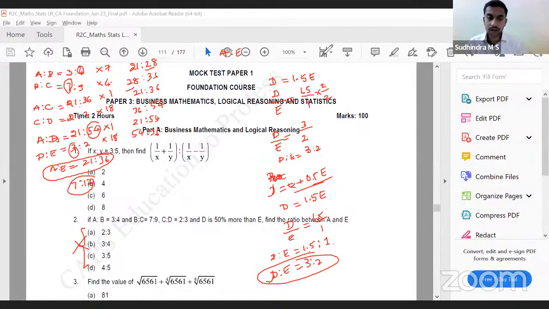Move on to the next question. Question number 3. Find the value of square root of 6561 plus fourth root of 6561 plus eighth root of 6561. 93. 93 is the right answer.